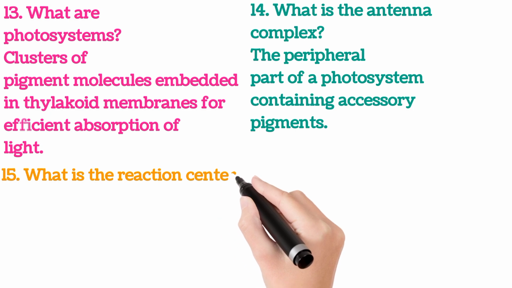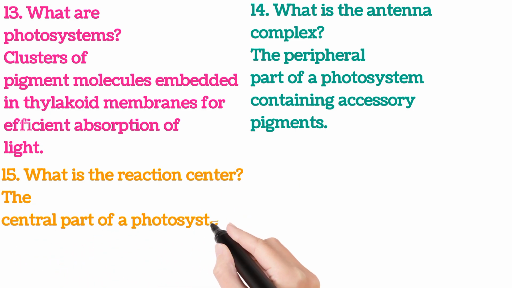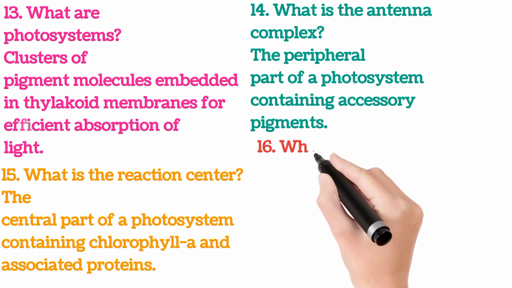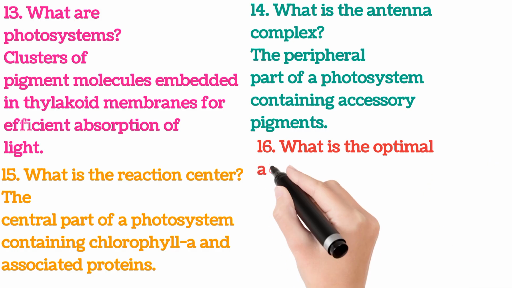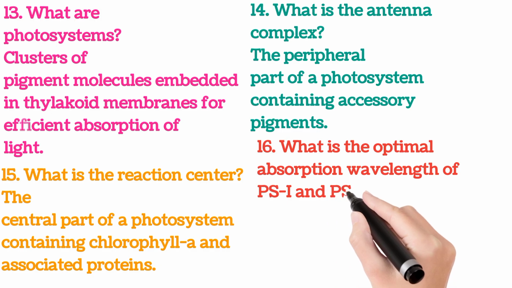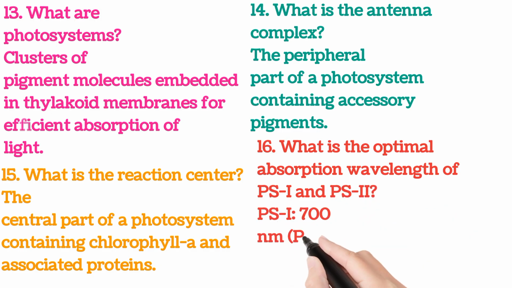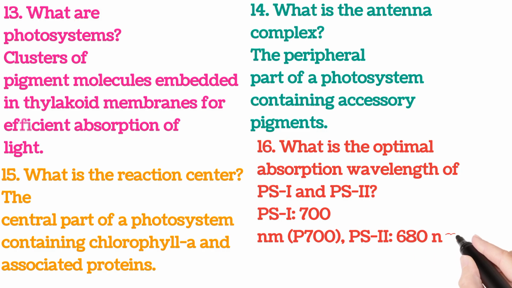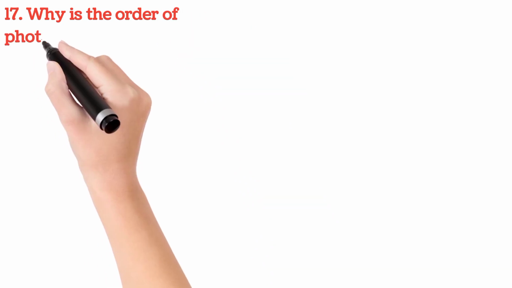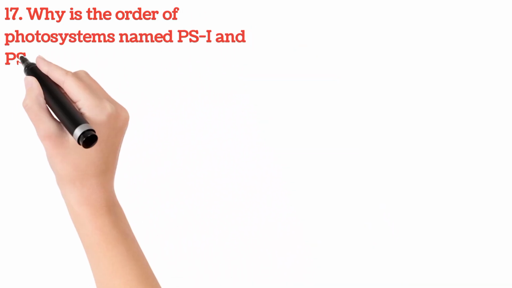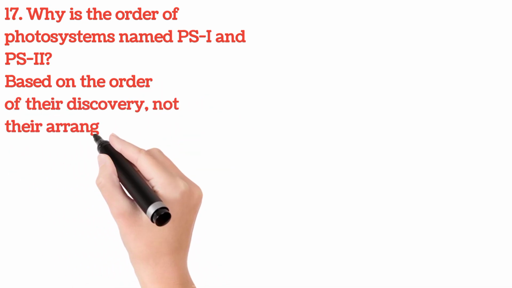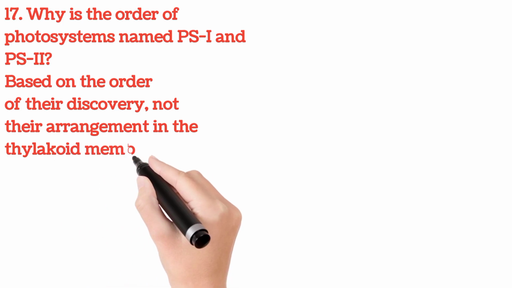15. What is the reaction center? The central part of a photosystem containing chlorophyll and associated proteins. 16. What is the optimal absorption wavelength of PS1 and PS2? PS1, 700 nanometers, P700; PS2, 680 nanometers, P680. 17. Why is the order of photosystems named PS1 and PS2? Based on the order of their discovery, not their arrangement in the thylakoid membrane.